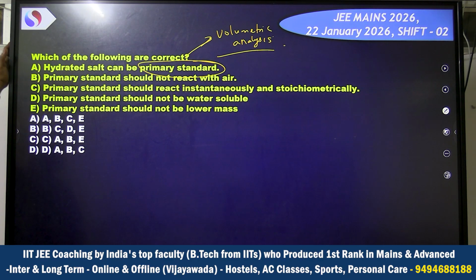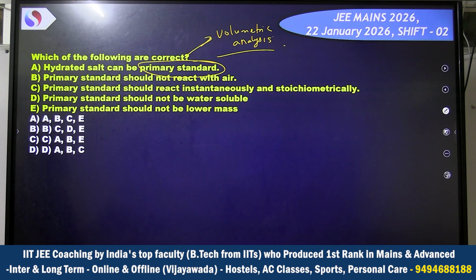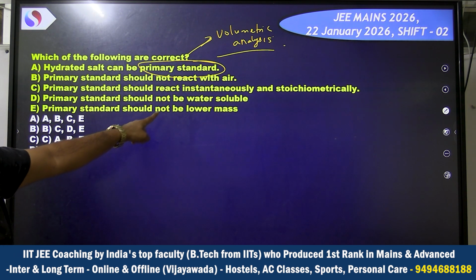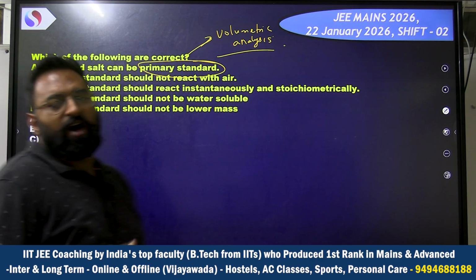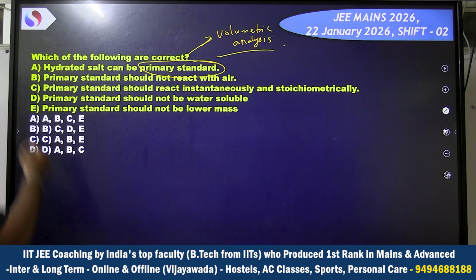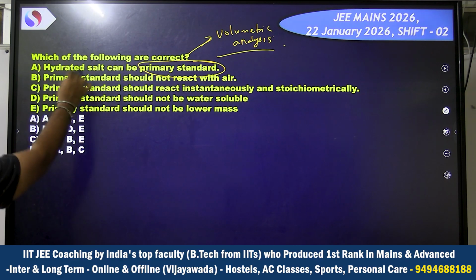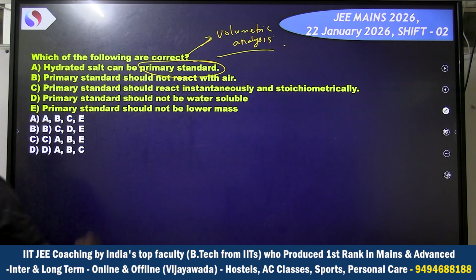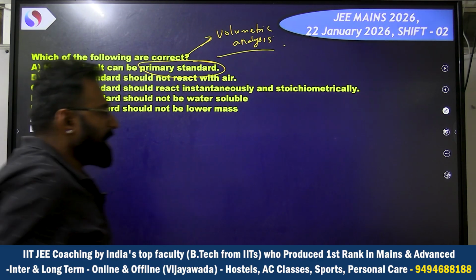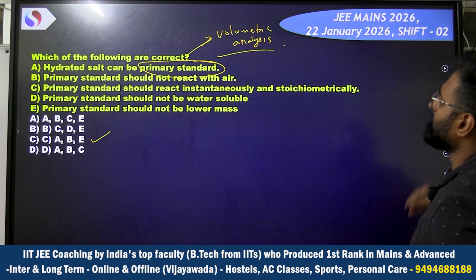The primary standard should not be soluble in water: wrong, because when it is soluble in water, only then can it be hydrated. So statement D is incorrect. Primary standard should not have a lower molar mass. Correct. Primary standard should be of higher molar mass. So E is correct. Then A is correct, B is correct. So the correct option is A, B and E. Option C. These are the correct statements for this question. Okay.